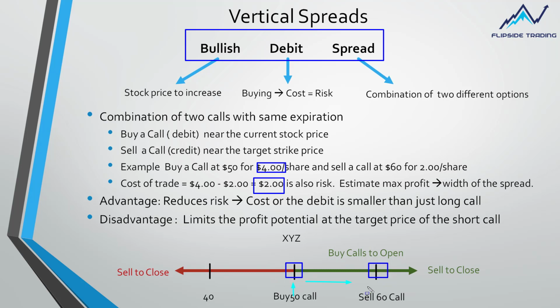So what we do is we keep our capital in a much more stable state, and it doesn't depreciate as fast. Now, the disadvantage of this is that our overall max profit is right here at 60. Okay, that means we maintain the benefit as the stock travels from 50 to 60.